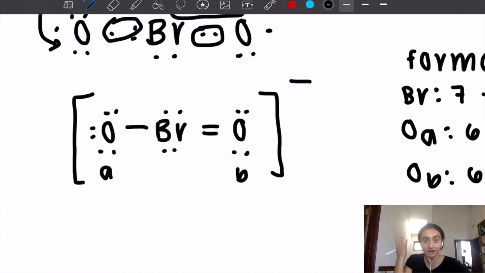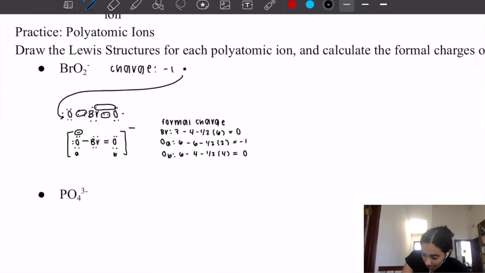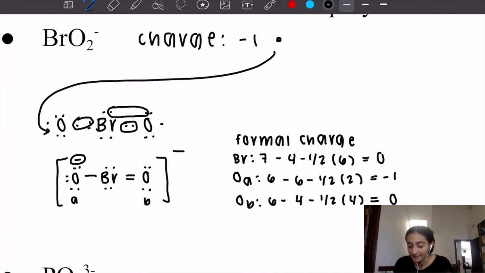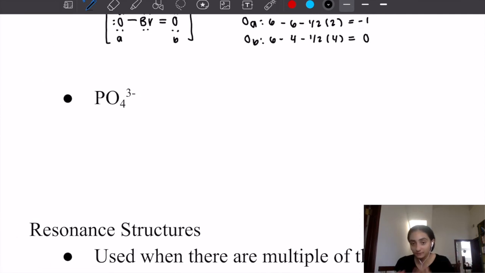Okay, so oxygen A has a -1 charge, so I'm going to write a negative sign on top of it to show that it has a negative charge. And that makes sense because oxygen A gained the electron and electrons are negative. So that is one way to draw the Lewis structure for BrO2-. After we do this next example, we're going to talk about resonance structures, but I'll leave that for later.